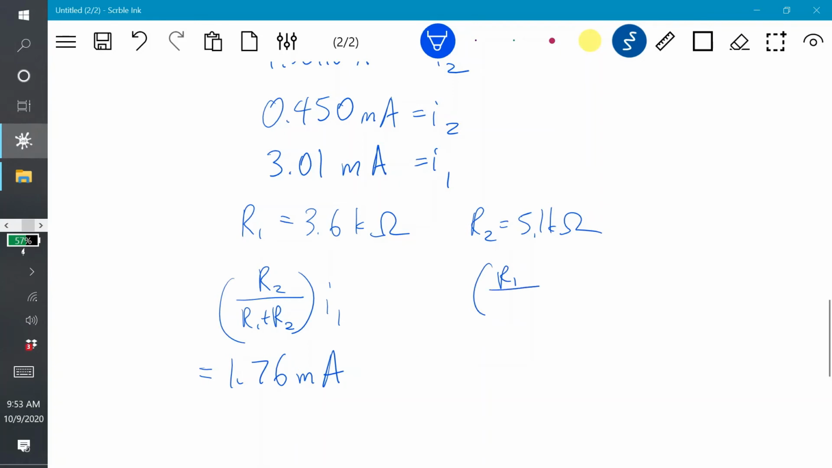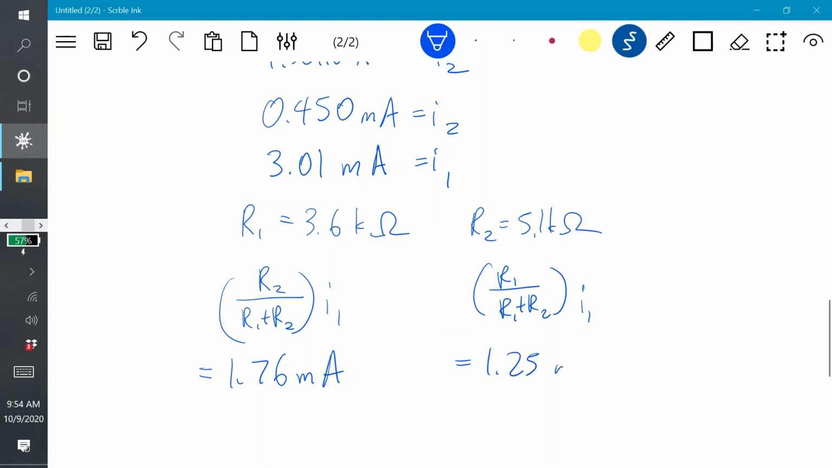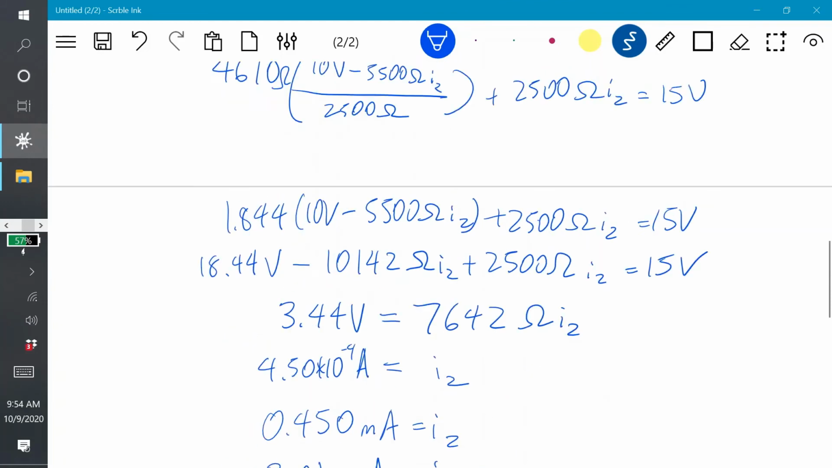And we do the same for R2. It's going to be the other resistor R1 divided by R1 plus R2 times I1, which should give you 3.6 divided by 3.6 plus 5.1 times 3.01. So it should be 1.25 milliamps. And the sum of these should add up to 3.01, and I think it does, yes. So the sum does equal 3.01 milliamps, and that's how we know that this is correct.